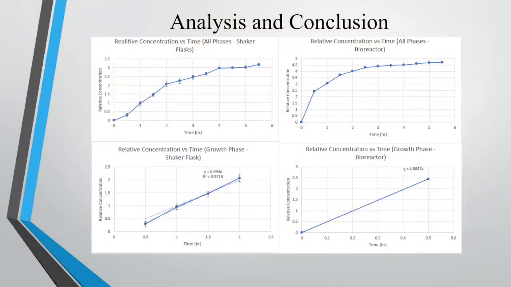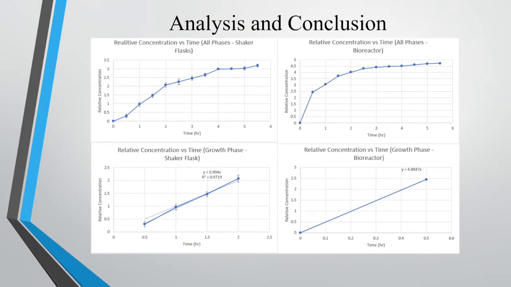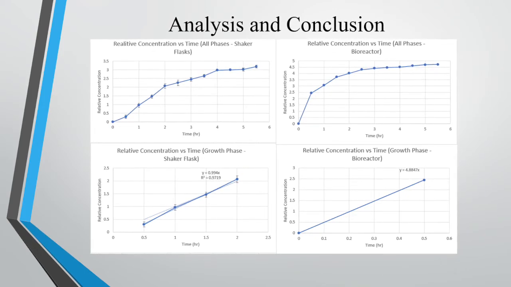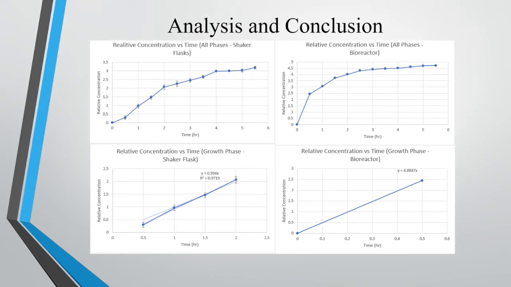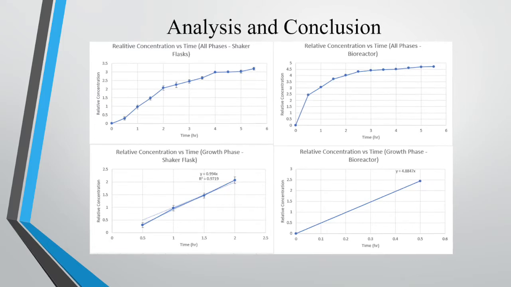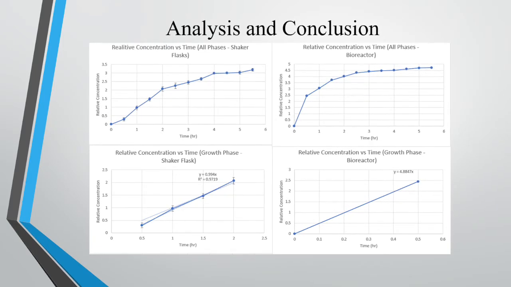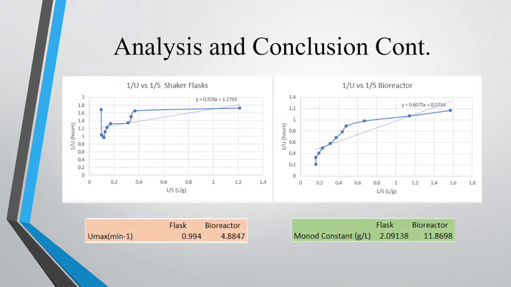The objective of the data analysis is to determine the Monod constant and the maximum growth rate parameter for both the bioreactor and the benchtop shakers. This was accomplished by using optical density data. When comparing kinetic parameters between the bioreactor and the benchtop shaker, it was found that the maximum growth rate parameter was larger with the bioreactor. The bioreactor had a growth rate of 4.9 inverse minutes, while the benchtop shaker was 1 inverse minute. The maximum growth rate parameters were determined by taking the slope of a relative concentration versus time graph at which the exponential growth phase took place, or the region with the highest slope.